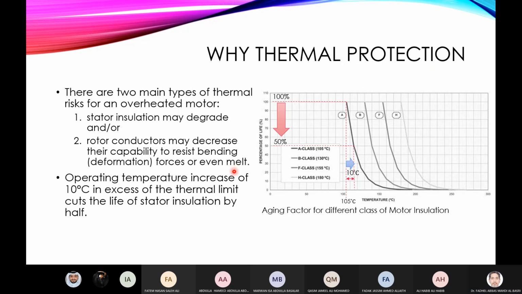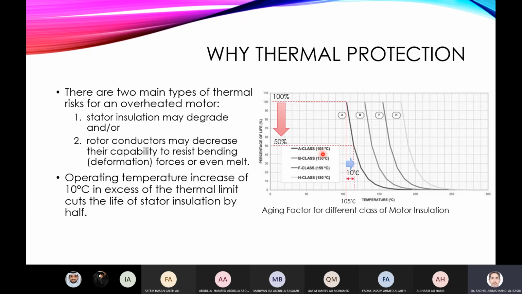Each motor has an insulation class for the insulation used in the motor, and this will be specified in the nameplate of the motor. For example, I'm showing you the standard. These are the curves that show you the four classes of insulation.